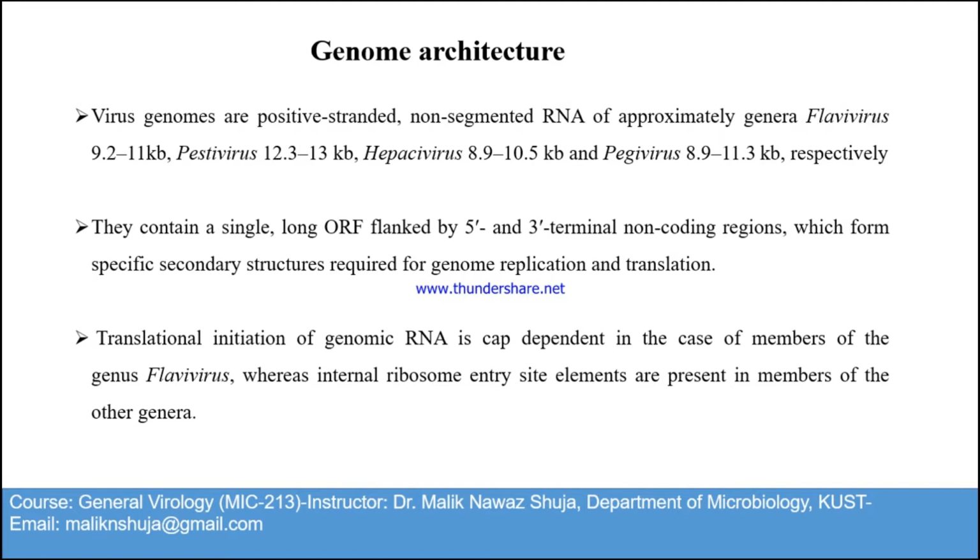So the virion contains only a single long ORF flanked by 5' and 3' ends. This indicates that this is a linear RNA, because there are no 5' or 3' ends in a circular genome. On both sides there are UTRs, untranslated or non-coding regions, which form specific secondary structures, are responsible for some enzymatic and biological activities, and play a vital role in replication and translation. Some of the viruses in this family are cap dependent, as in the members of the genus flaviviruses, to which dengue virus belongs.